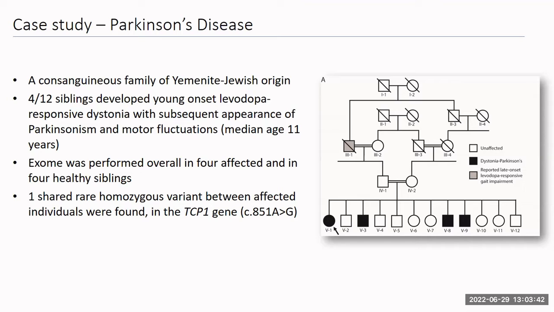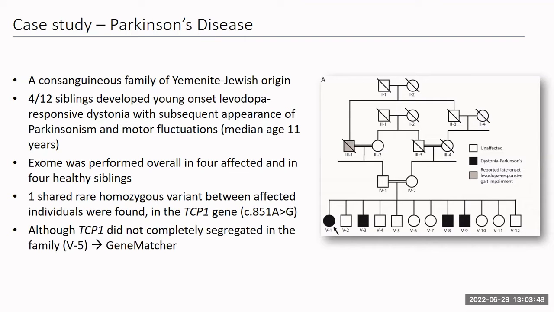We further segregated this variant in the rest of the siblings that were unsequenced by the exome, and TCP1 did not completely segregate in the family, as one sibling that was considered to be healthy, V5, was also homozygous for this variant.